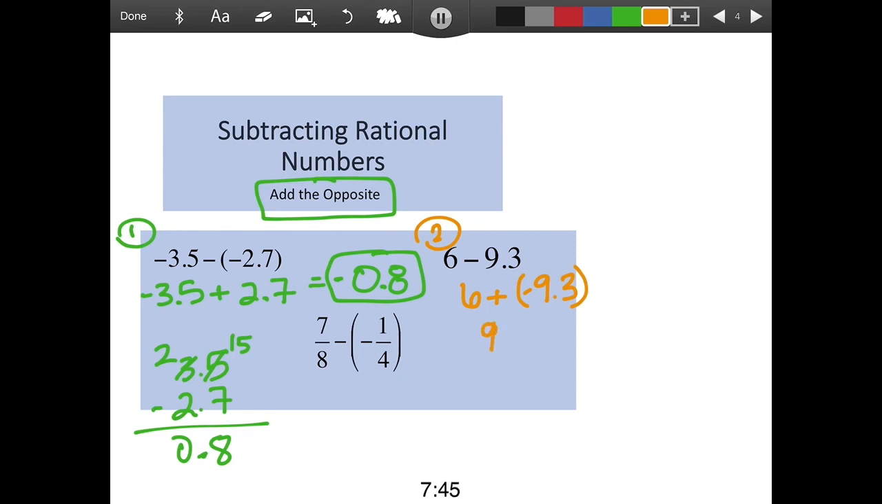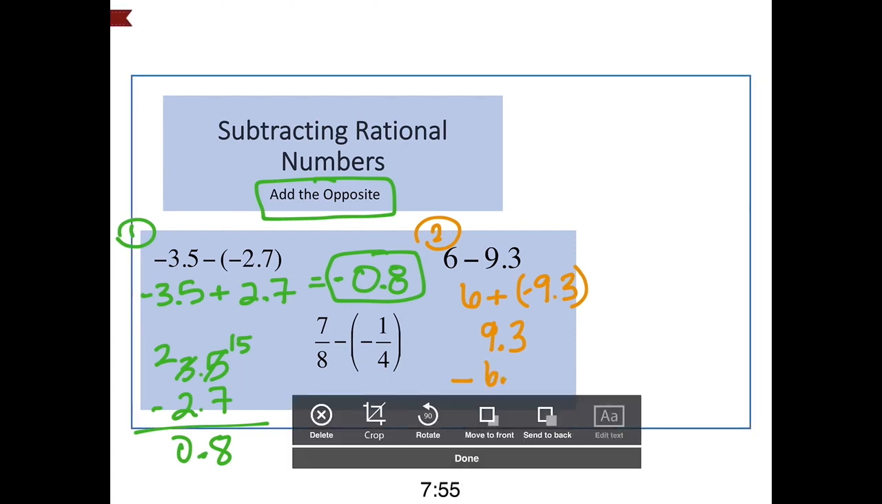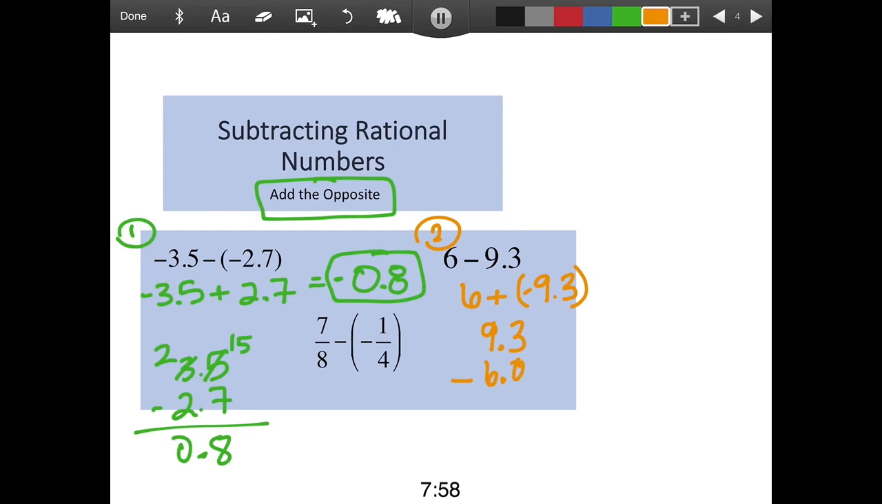So again, I'm going to stack my numbers, 9 and 3/10 minus, well, 6 doesn't have a decimal, but since it's a whole number, it's going to be 6.0. And I'm going to subtract those numbers and get 3, decimals straight down. And then I'm going to ask myself, is my answer positive or negative? Since -9 and 3/10 is the greater absolute value, my answer will be -3 and 3/10.